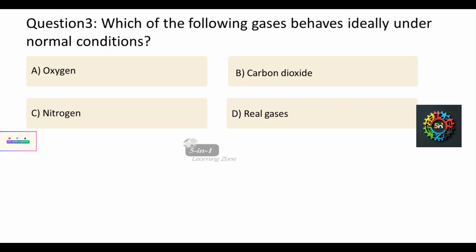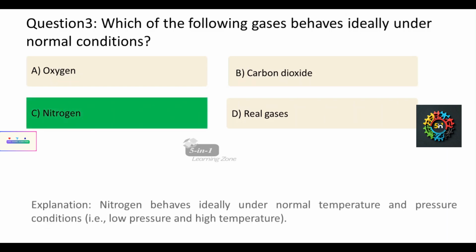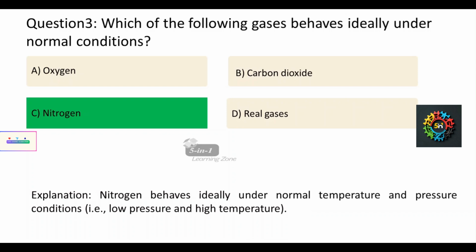Question 3. Which of the following gases behaves ideally under normal conditions? Correct answer: C. Nitrogen. Explanation: Nitrogen behaves ideally under normal temperature and pressure conditions, that is, low pressure and high temperature.